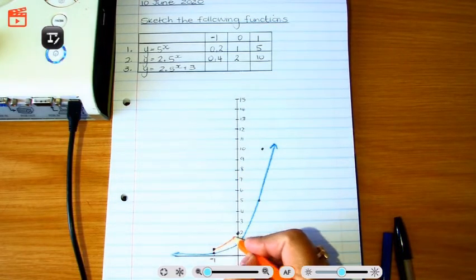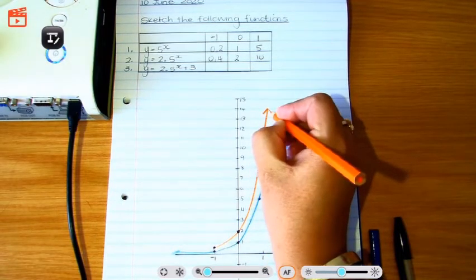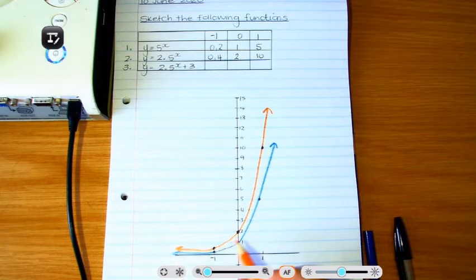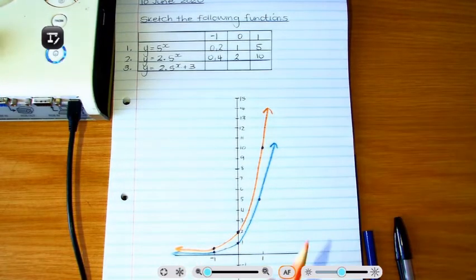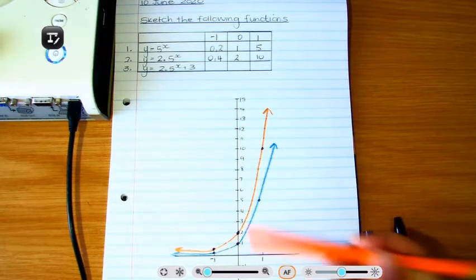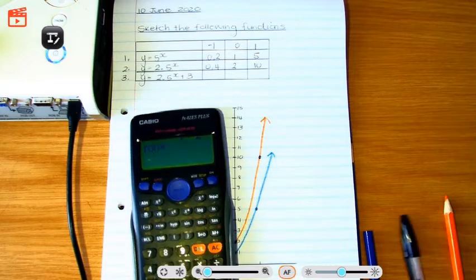So remember, your A value affects the steepness of your graph, and it affects your y-intercept. So you can see there the graph is quite a bit steeper, it's getting closer to the y-axis, and you can see your y-intercept has jumped up 1 place to 2. And then the third one, I'm going to put in my equation.